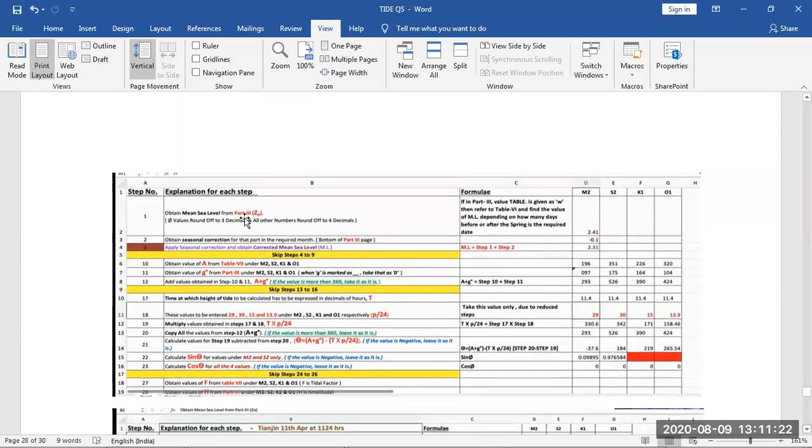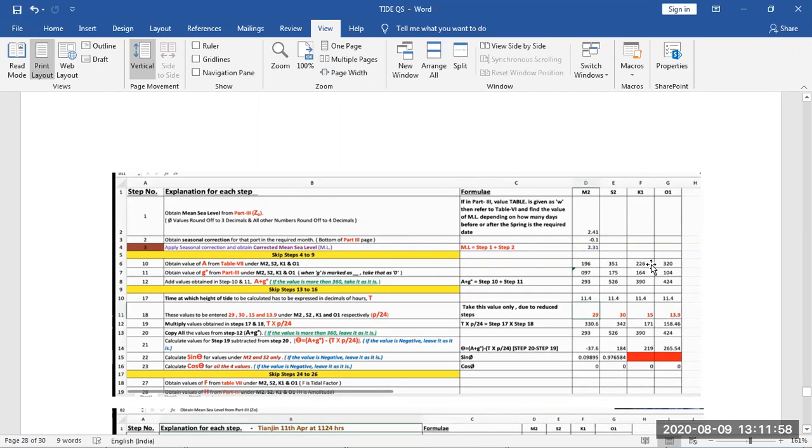As we saw, first we obtain the mean level, that is Z0, from part 3, which we got as 2.41. Then we obtain the seasonal correction for the same month from the bottom of the part 3 page, which is minus 0.1. We apply the seasonal correction directly, add it, and we get the tide mean level as 2.31.